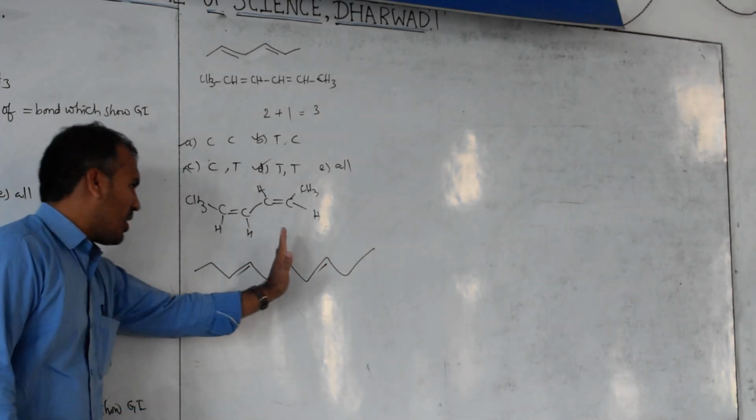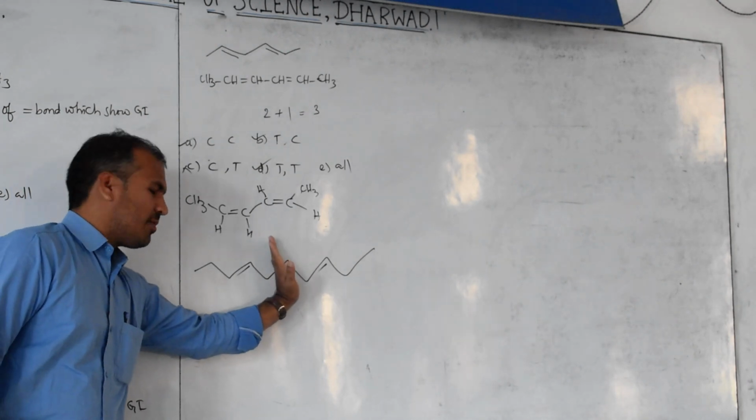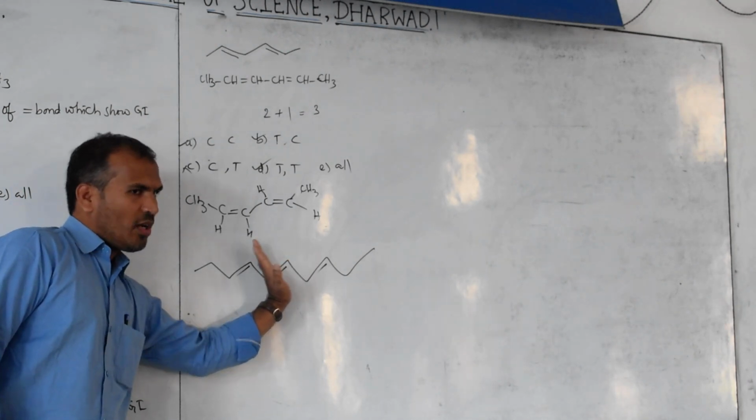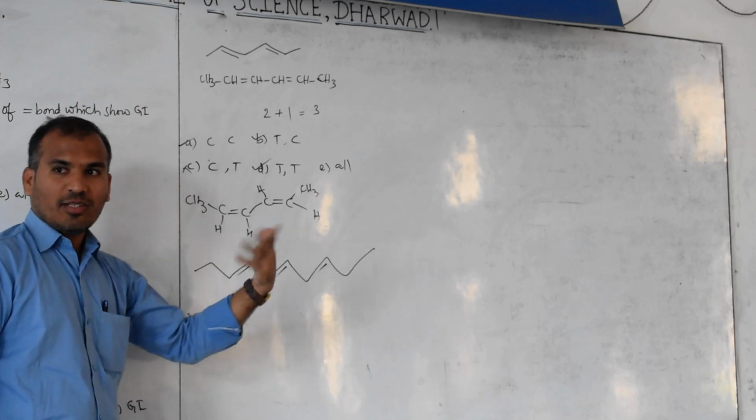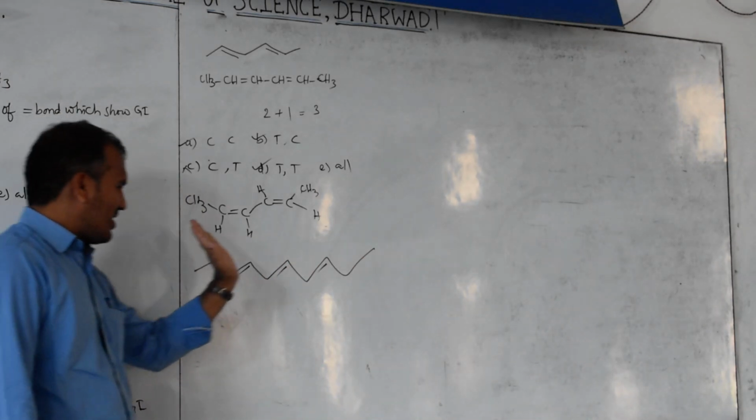Okay? Now you can cut here or here exactly. Then half the double bonds: here one double bond, here one double bond. CSC. Then somebody will ask how it is symmetrical. Exactly, you cut here.